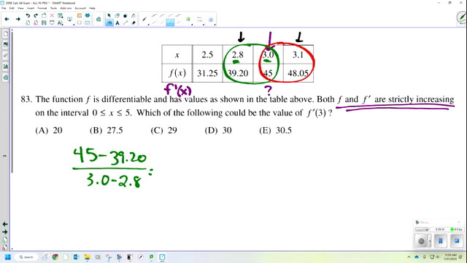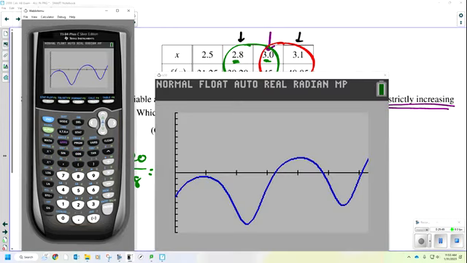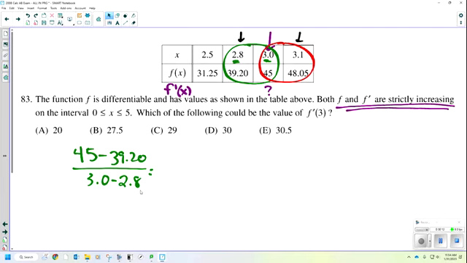That's 29. Let's just put this in the calculator. Clear this. Alpha y equals, enter. 45 minus 39.2 all over 3 minus 2.8. Okay, that gives me 29. That's the slope of this green one.